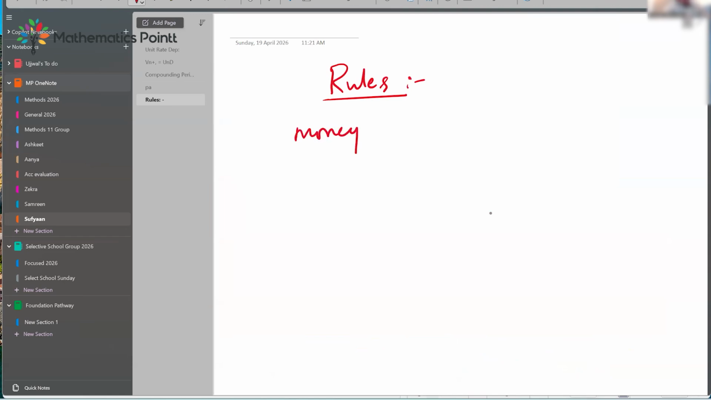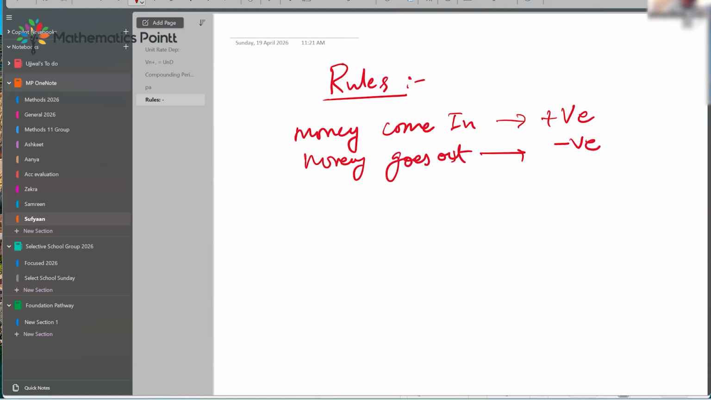Money which comes in the bank account of the person involved in the question, money coming in, is always a positive value, and the money which goes out is always a negative value. Now let's do an example, a very simple example, and that'll make more sense.